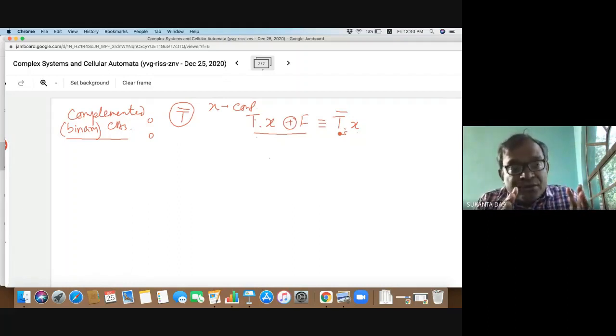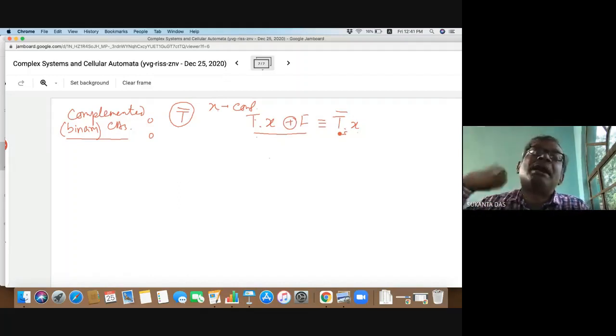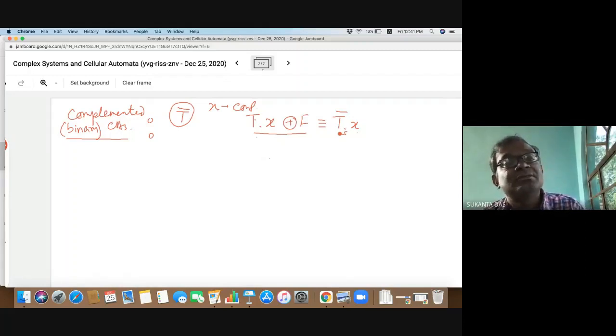It means if T is the characteristic matrix of a linear CA, then, let me say it in a different way: if a CA is reversible, then any of its complement is also reversible, right? That is, if T represents a reversible CA, then T bar also corresponds to a reversible CA. That's the meaning.